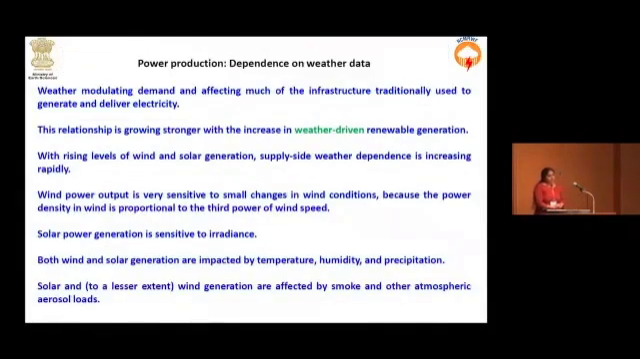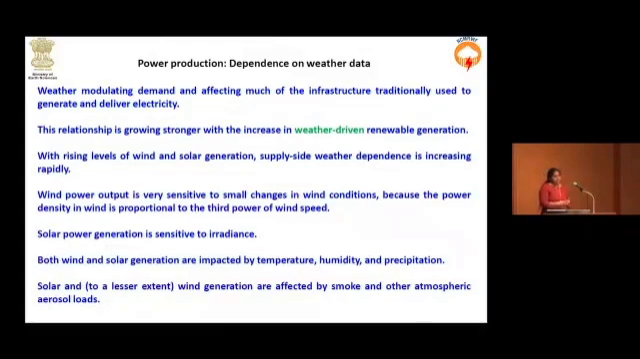So then if we talk about the power production, what is the dependence on weather data? As we know, weather is modulating the power production and the transmission. This relationship is growing stronger with the increase of weather-driven renewable generation. With the rising levels of wind and solar generation, supply-side weather dependency is increasing rapidly.